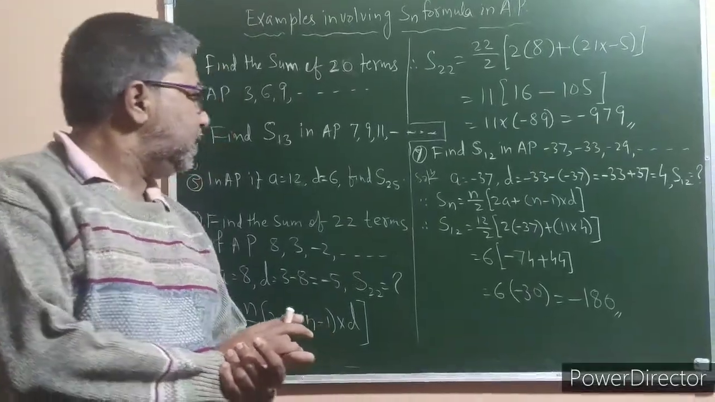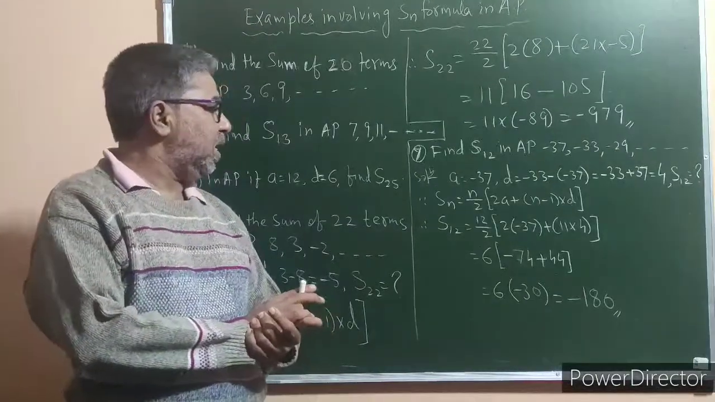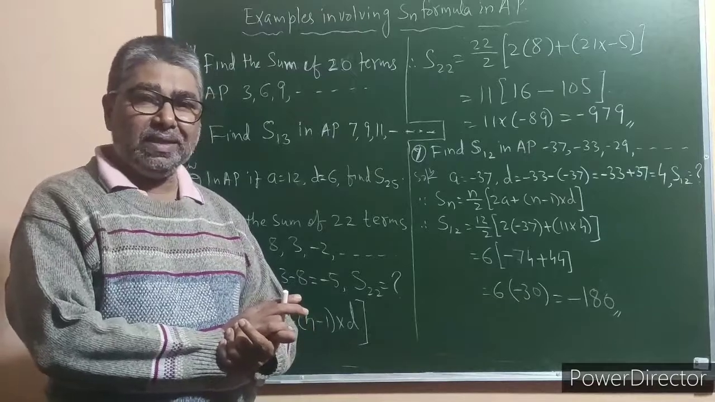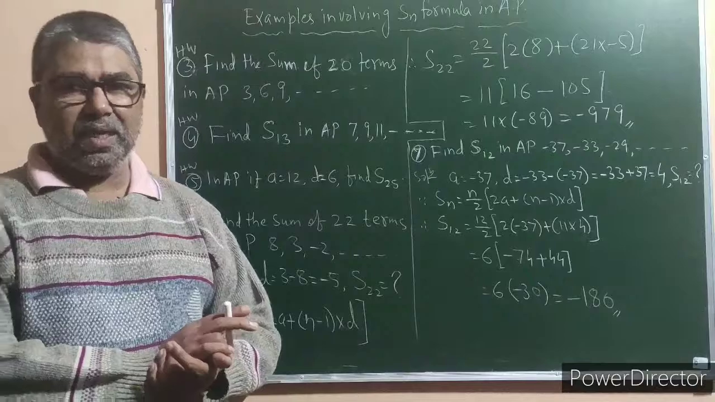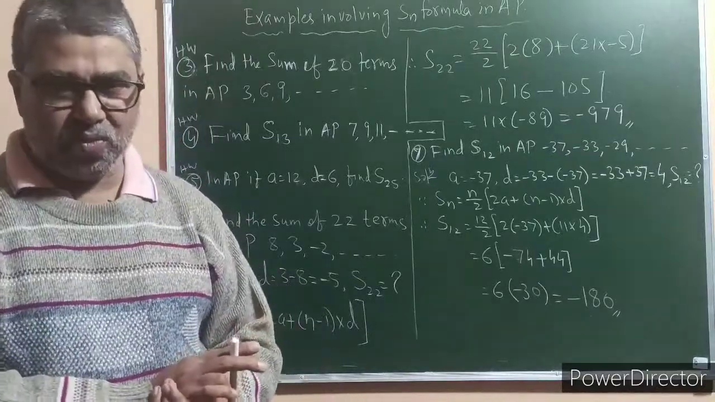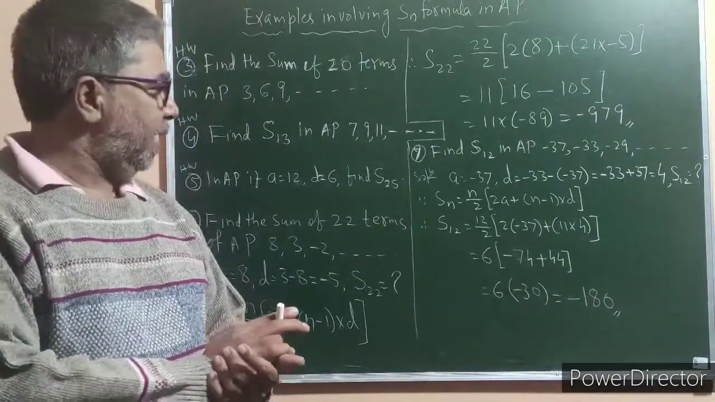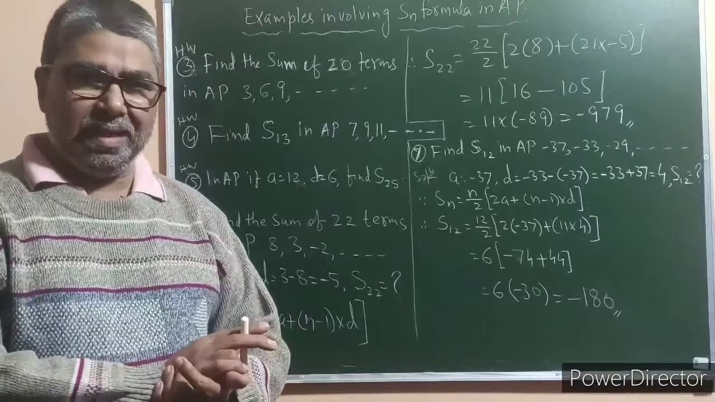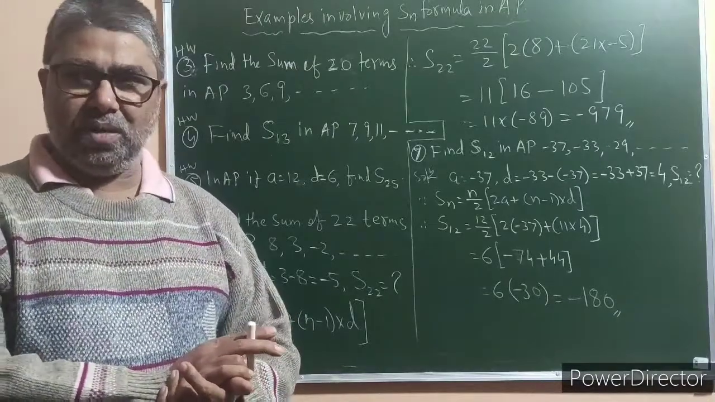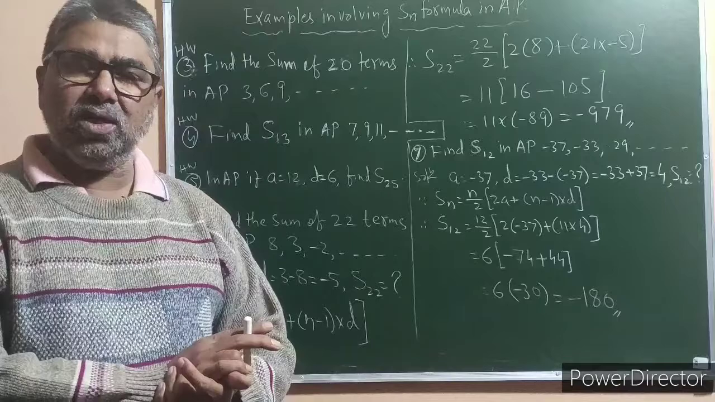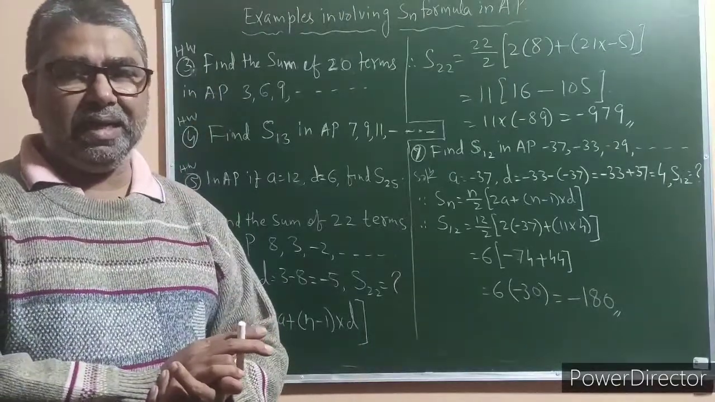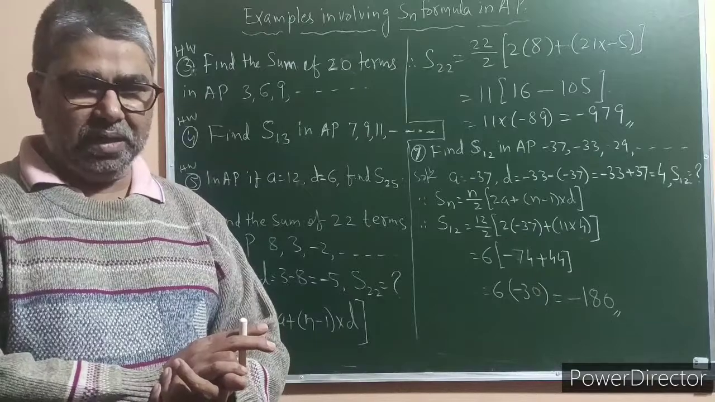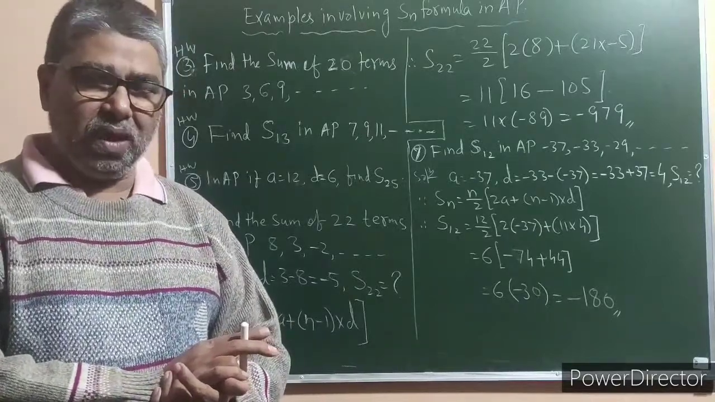So in this way, we have seen how the Sn formula, that is the first formula of the sum of n terms, n upon 2 into bracket 2a plus n minus 1 into d, can be applied to solve the examples. Now in the next video, we shall be solving some more examples based on the same formula, and later we'll be shifting on to the next two formulae.